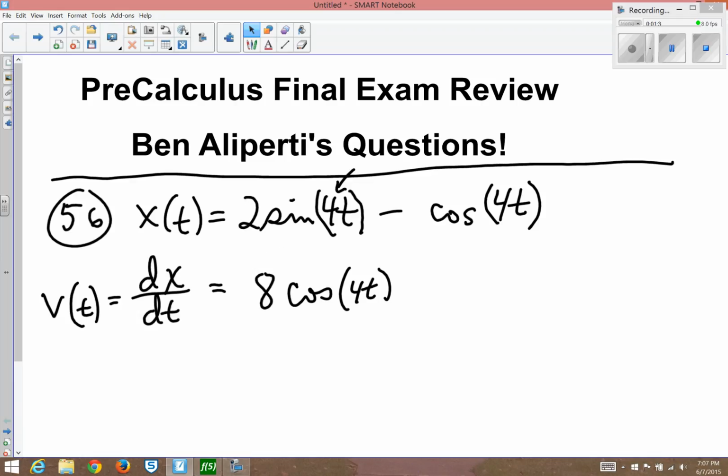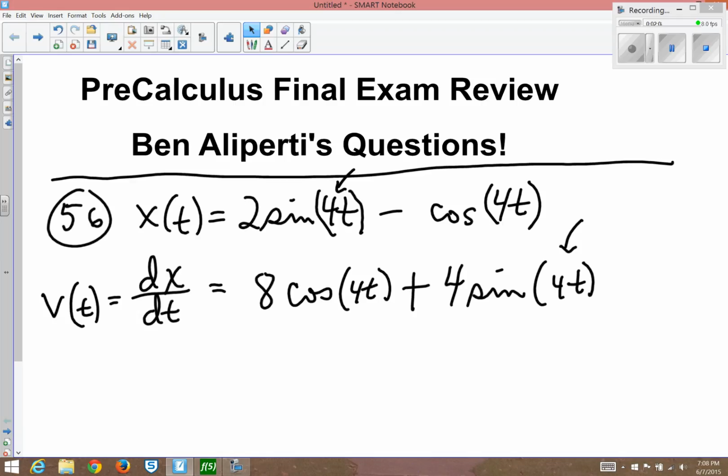There was already a 2 there. The derivative of cosine of something is negative sine of the same thing times the derivative of the thing in the parentheses. So this 4 is here because of the chain rule again. And this is a plus because the derivative of cosine is negative sine. There was already a negative in the thing we're finding the derivative of. So this expression, 8 cosine 4t plus 4 sine 4t, is the velocity.